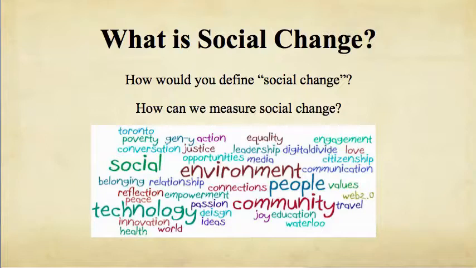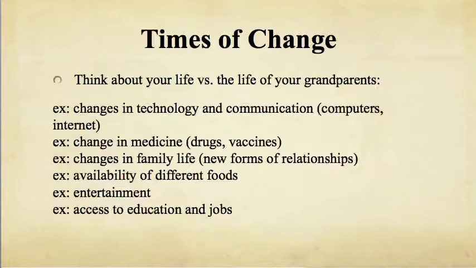Because as this image shows, we can think of a lot of different things, right? We can talk about people, peace, technology, passion, design, community, environment. All these things can mean social change to people.